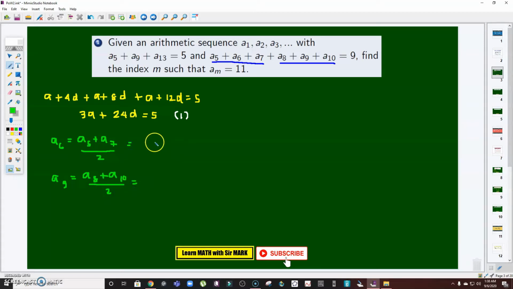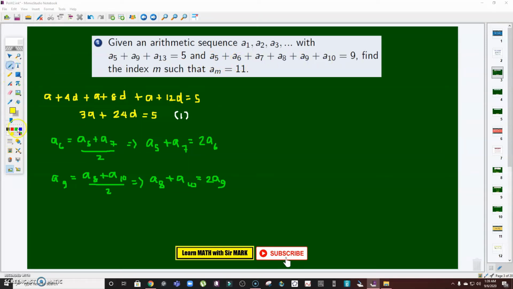This means a sub 5 plus a sub 7 is actually equal to 2a sub 6. Likewise, the sum of the 8th and 10th term is equal to twice the 9th term. There you go. So, what can we get from here? Okay, let me erase this one.